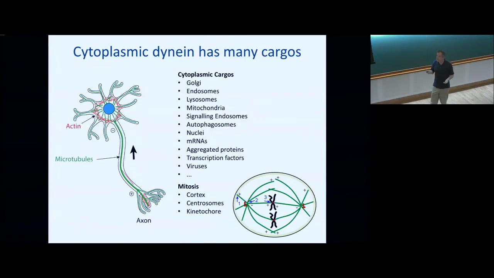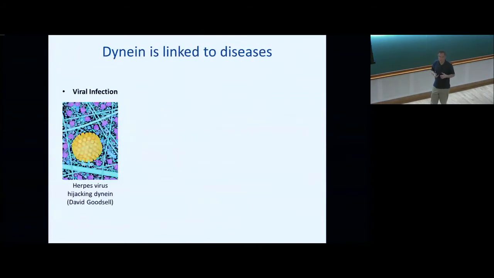Because dynein is involved with lots of things, there are also lots of roles in disease. Some of the classic examples of this are viral transport, particularly neuronal viruses like herpes and rabies, which have to infect the neurons and travel all the way back down the axon into the cell body. They absolutely need dynein. But actually, if you look through the literature, it seems almost every class of virus uses dynein at some point of its life cycle.